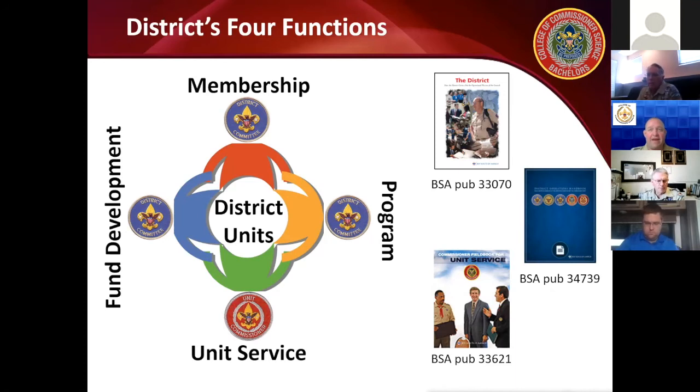These publications can be found in the Scout store, via PDF on scouting.org, the National's website, as well as I've been able to find them most easily by searching on the internet, BSA, put the pub number in, and a lot of those will pop up in PDF format, which is a little easier than trying to search some of the sites for them.